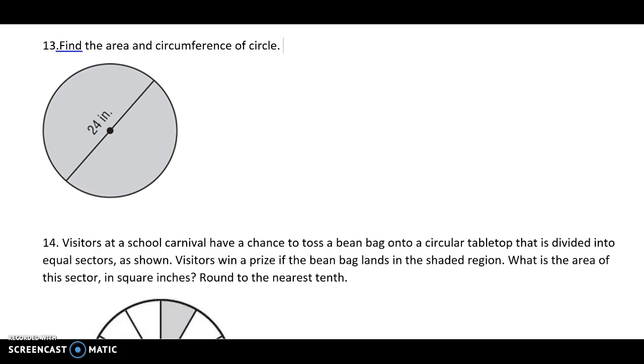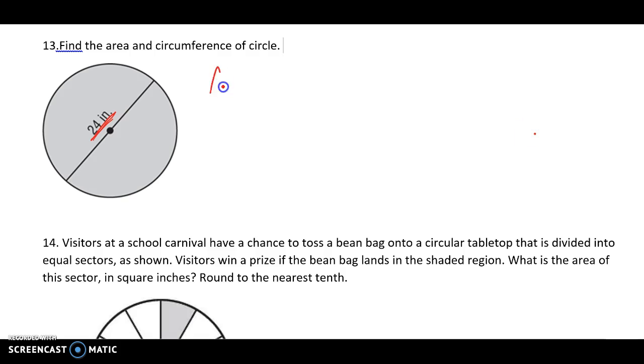We left off on number 13, and number 13 says find the area and circumference of the circle. Alright, so obviously we're talking about this circle. Notice we are given 24 inches is the diameter, so we can find area, circumference, all those things, no problem.